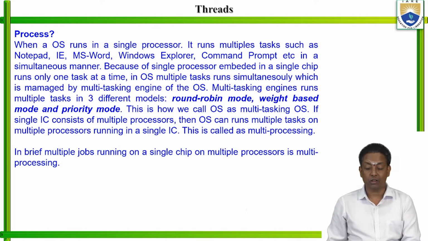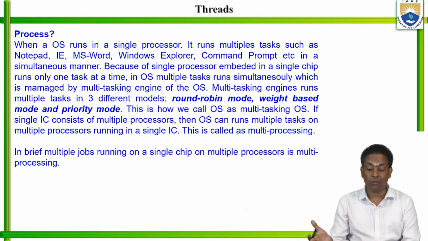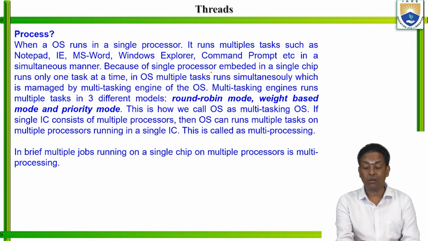When an operating system runs on a single processor, it can run multiple tasks such as Notepad, IE, MS Word, Windows Explorer, command prompt, etc., in a simultaneous manner. And here one thing you must observe: whether it is a task, a thread, or a process, whatever we open in parallel does not actually run in a parallel manner. They all run in a simultaneous manner. For that, various models are used at the operating system level and JVM level to run multiple of these, because a single processor embedded in a single chip runs only one task at a time.